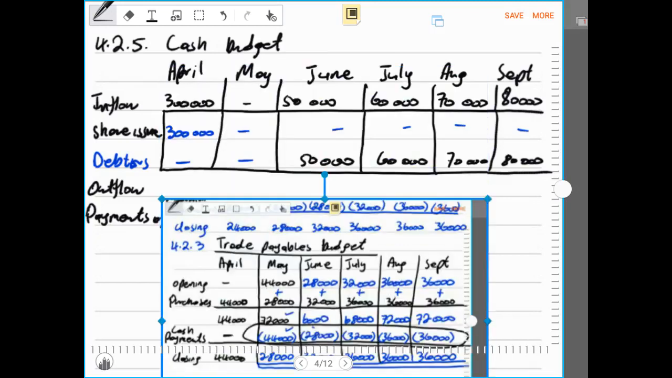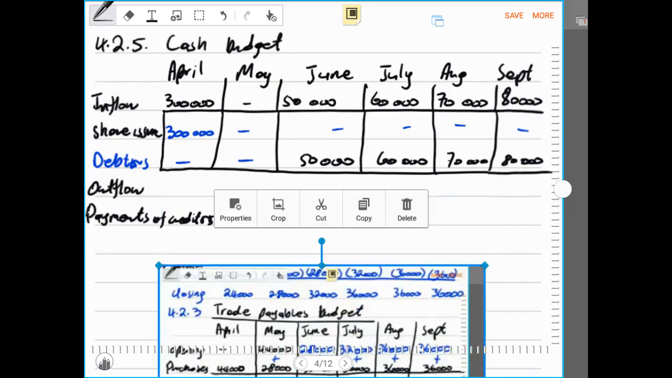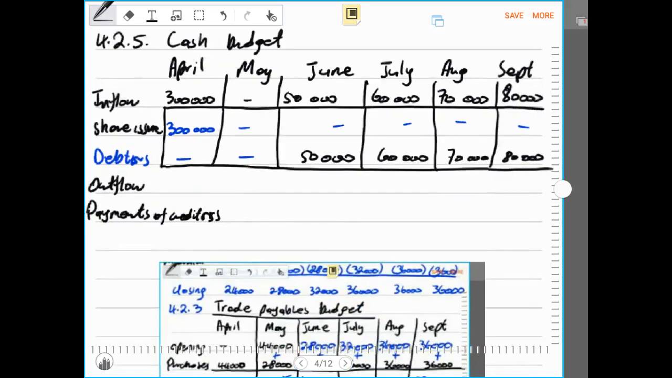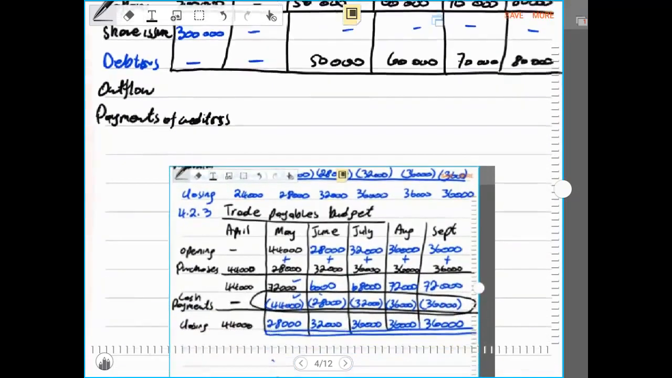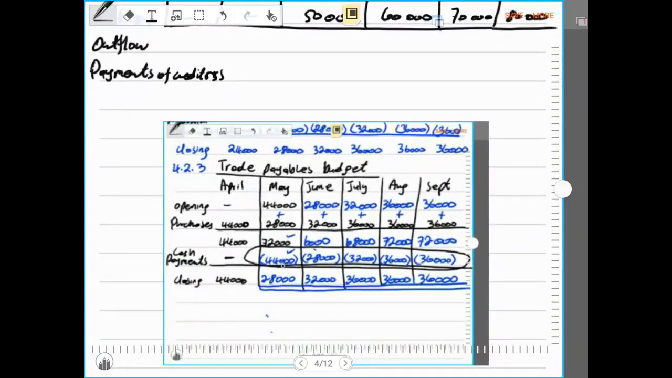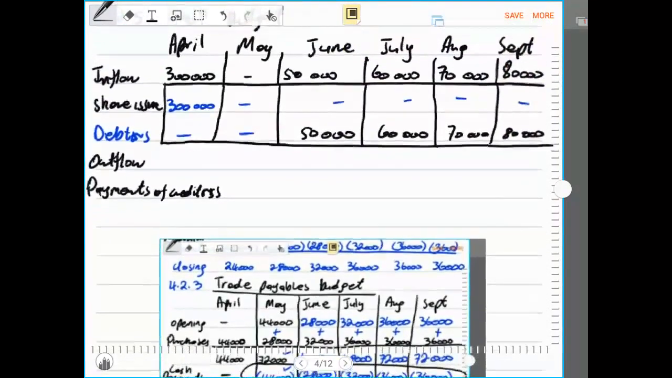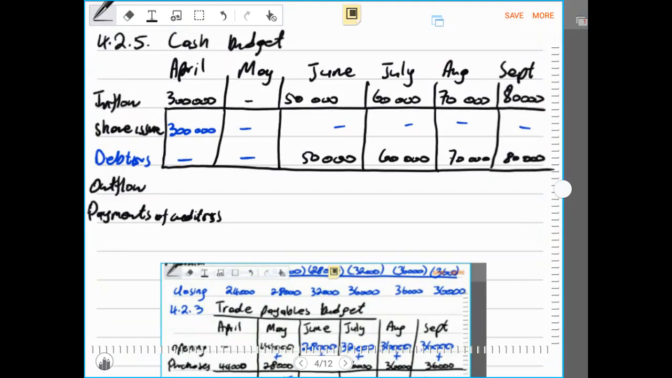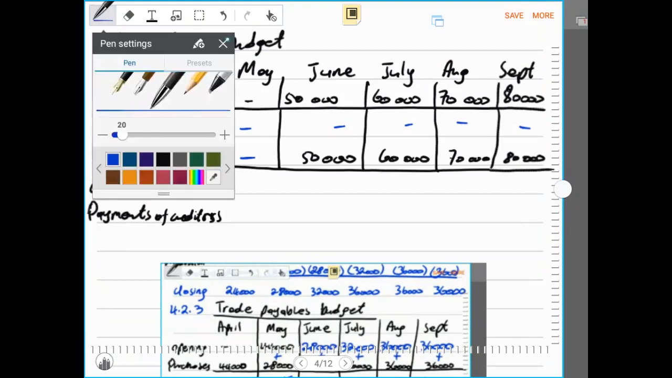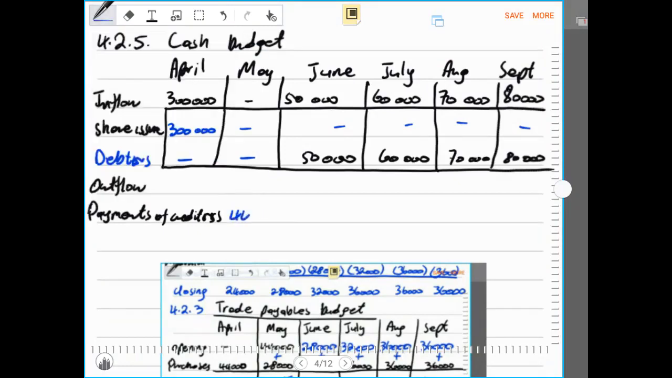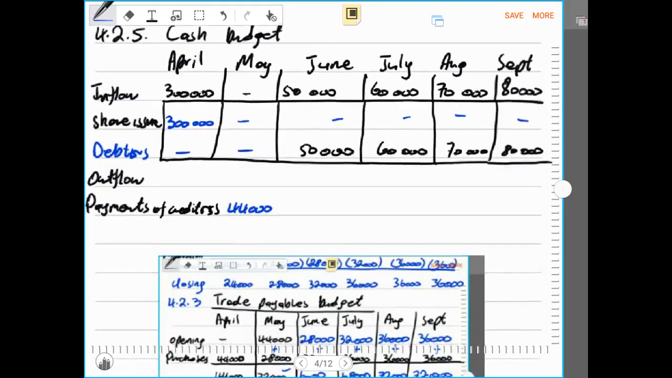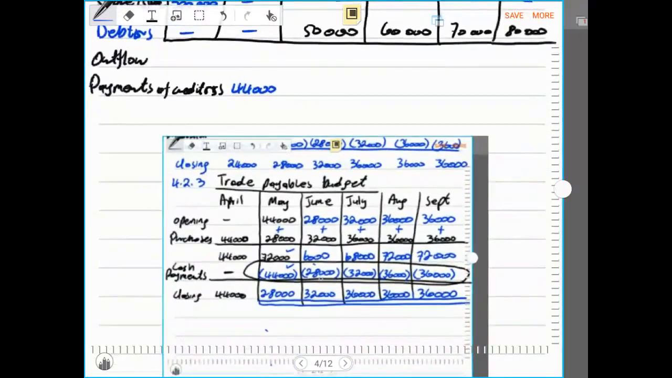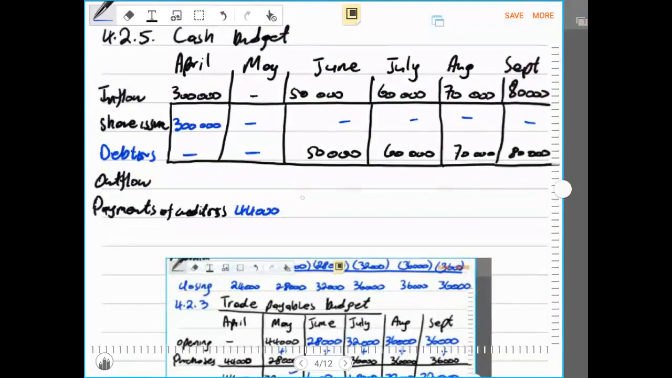Just want to make sure that we have it on the same page. Our creditors were paid from the month of May, which is 44,000. In May, we have to record 44,000 of the payment. Then after, there was a payment of 28,000 in the month of June.